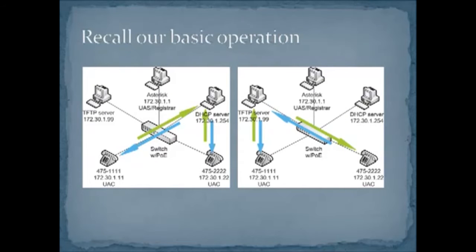To recall some of our basic operation here, I just wanted to remind you that most voice over IP systems include a couple of different services or protocols. So here we have a small topology. You can see that there's an Asterisk box here that is acting as our server and our registrar. And then we've also got a TFTP and a DHCP server. And then there's a couple of phones there.